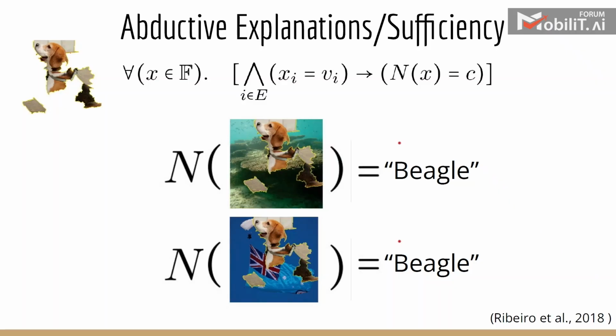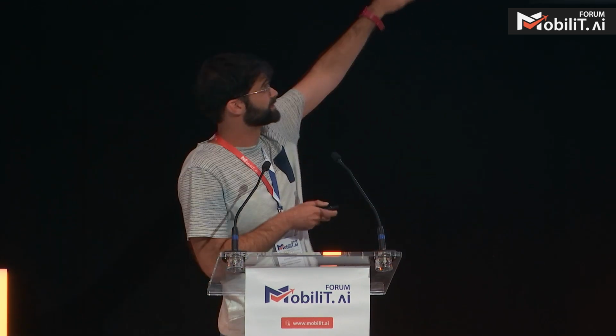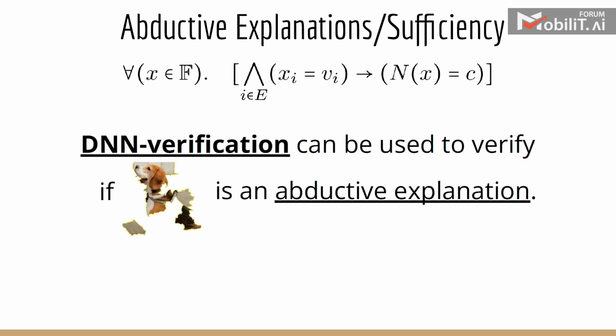So up there on the left, we have an abductive explanation. It's a subset of features. If we fix these features to their values, then no matter what we put in the complementary features, the classification stays beagle. If this holds, then we say that this subset of features is an abductive explanation. So this is one possible formal notation for an explanation that is common. As you might have guessed, we can encode whether this subset of features is an abductive explanation using DNN verification. We can encode it as a neural network verification property.